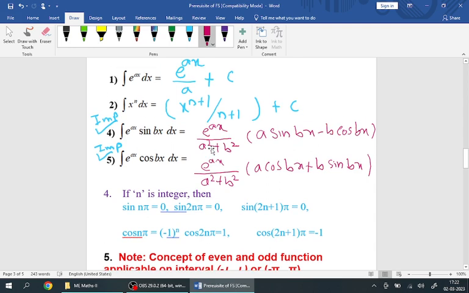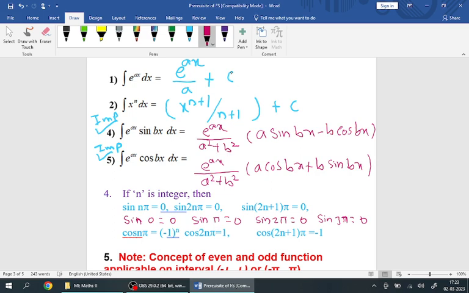Next thing you should know is some fixed values of trigonometric functions. You already know a few of the values like sine 0. Sine of 0 is 0, sine of pi is 0, sine of 2 pi is 0, sine of 3 pi is 0, and so on. These are general results. Suppose n is an integer, so in general sine n pi is always 0. Remember, sine n pi is 0, sine 2n pi is also 0, sine of (2n plus 1) pi is again 0.